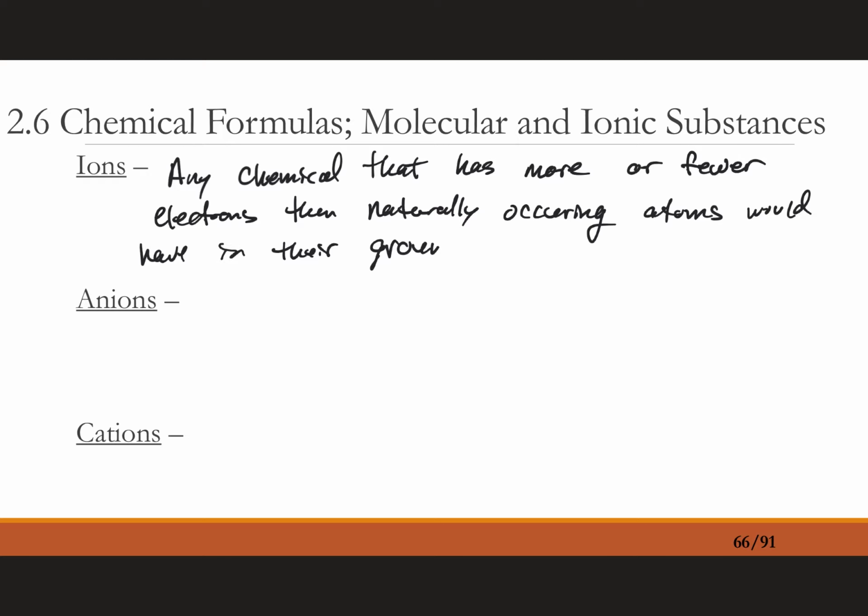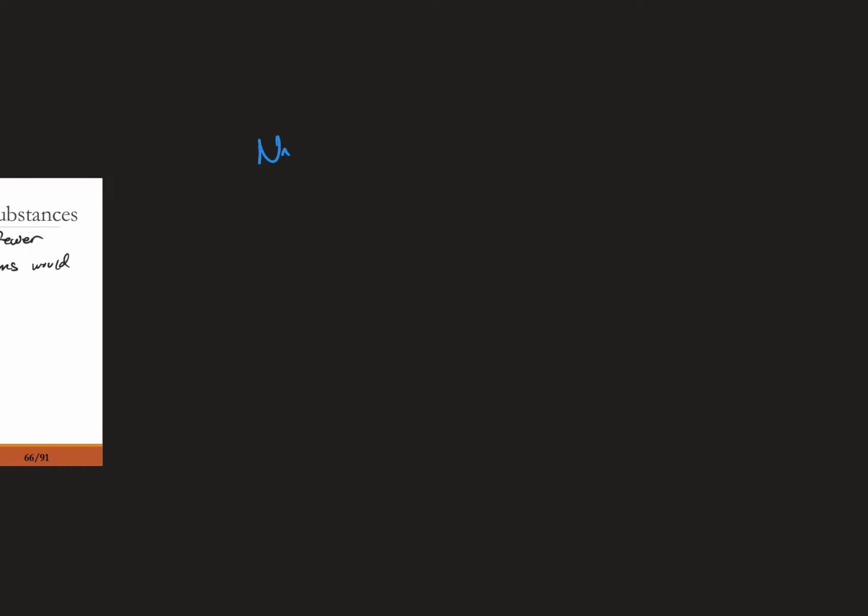And I'm going to put here, in their ground state. All right, so for example, a sodium atom is going to have 11 protons. It'll have 11 electrons. It's balanced out, it's neutral at that point. But if the sodium atom, which has 11 protons by necessity, only has 10 electrons, well then it's going to be an ion.